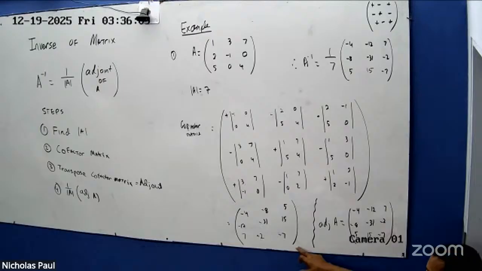The cofactor matrix here. Step 3 is transpose it. Just make a note of what transpose is now. Switch all the rows and columns. The rows become columns. That's called transposing.